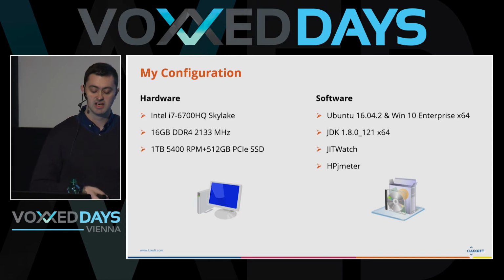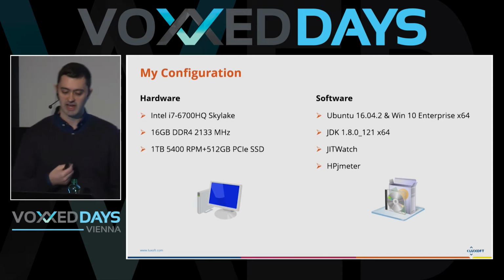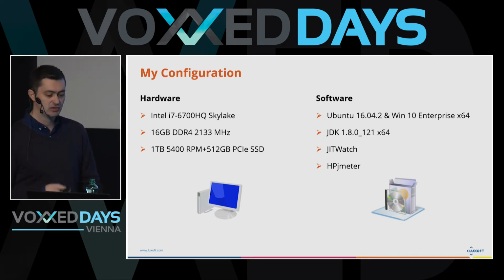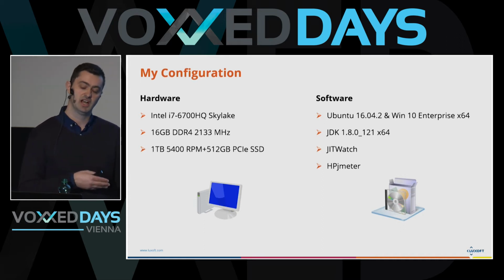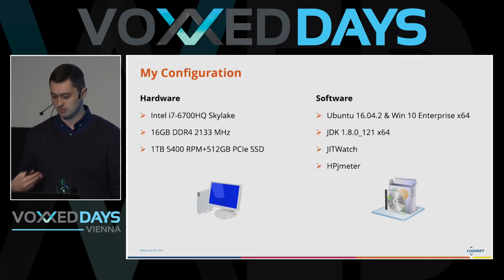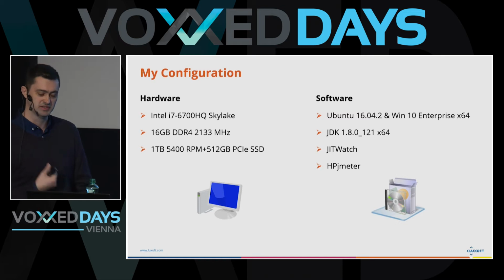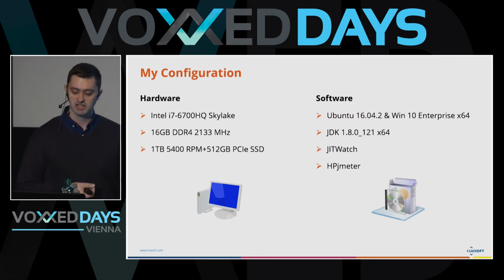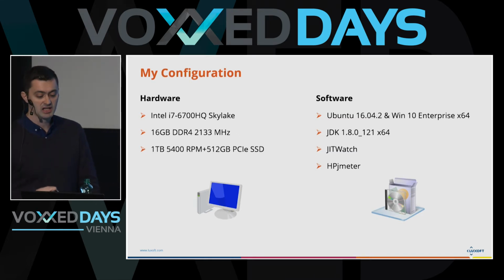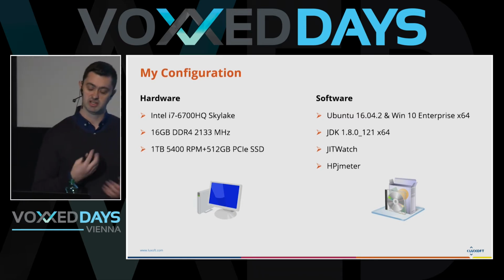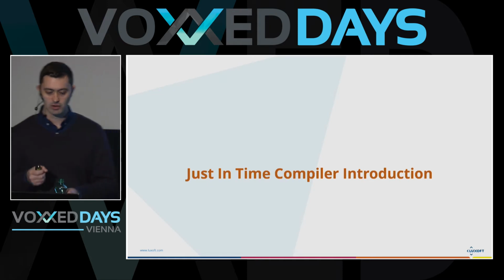A few things about my configuration, because during this talk we'll go through a lot of tests. A few things about my hardware configuration: I was using an i7 Skylake processor with 16 gig of RAM. From the software perspective, all of the tests were done on Ubuntu, but of course I also used Windows just for the sake of this presentation. The JDK was the last official one, 1.8.0 update 101, and I was using the JITWatch tool and JMeter just to prepare the talk.